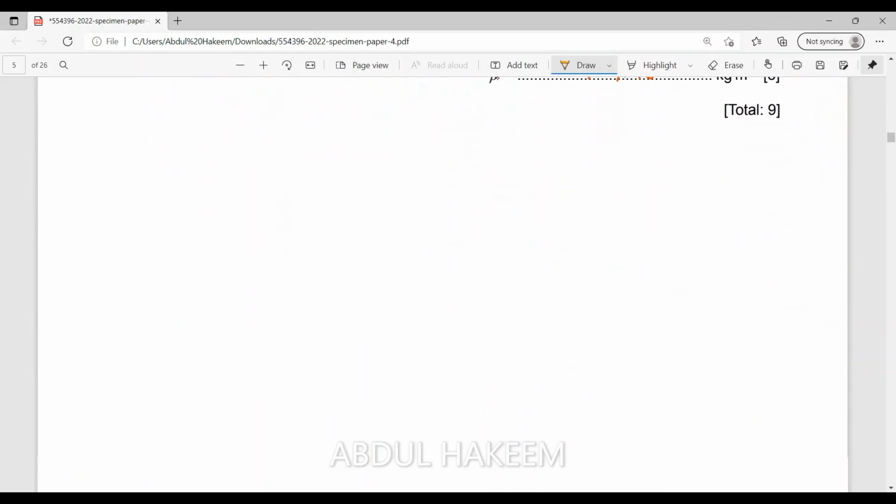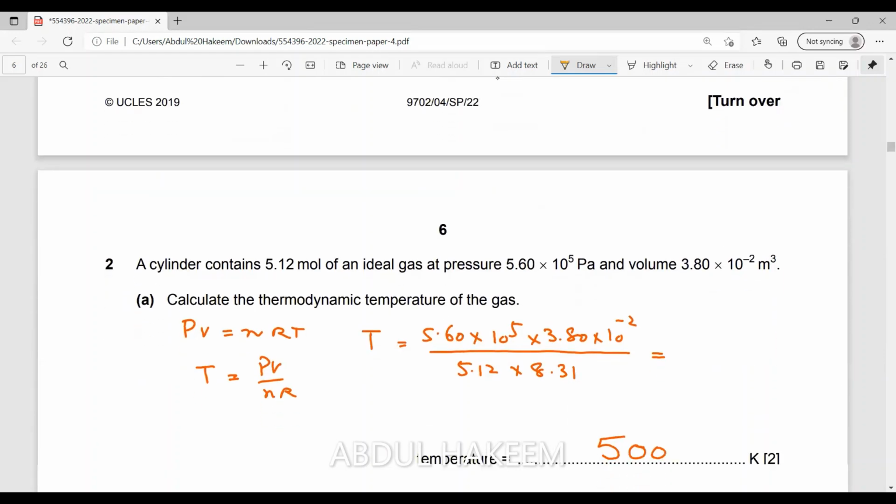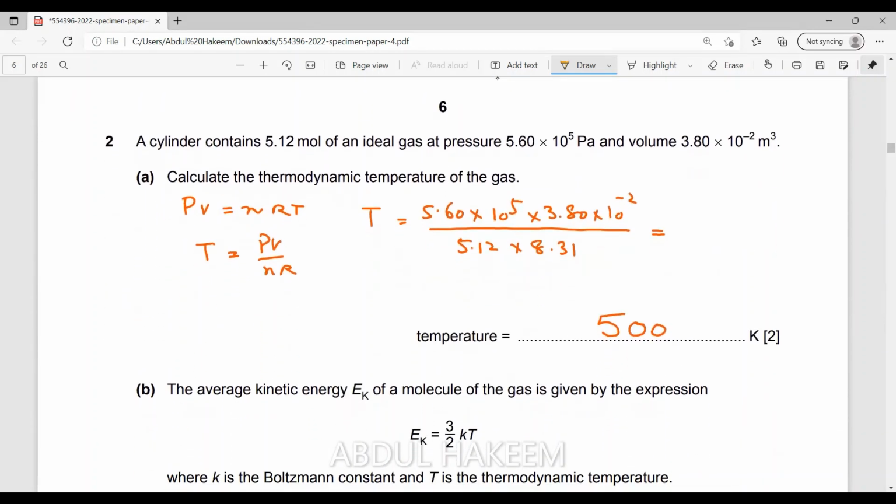And next question is, a cylinder contains 5.12 moles of an ideal gas at the pressure of 5.6 times 10 power 5 Pascal and the volume 3.8 times 10 power minus 2. Calculate the thermodynamic temperature. So simple, PV is equal to nRT, T is equal to PV over nR. This pressure given, volume given, and the moles given, and R molar gas constant 8.31. So after calculation, the answer is coming 500.